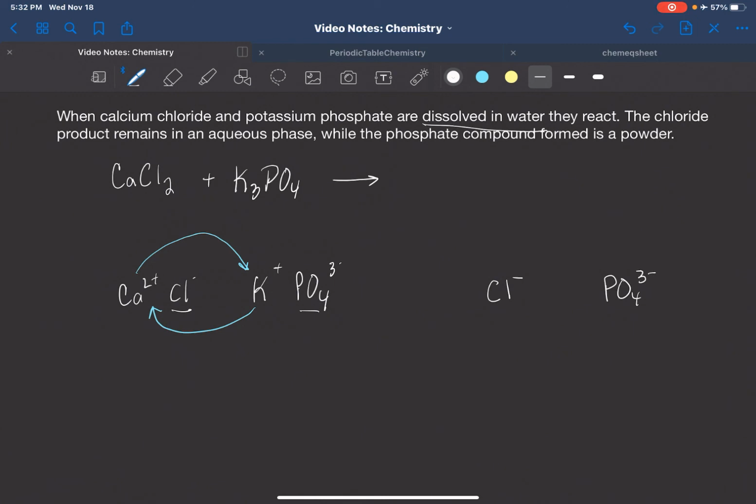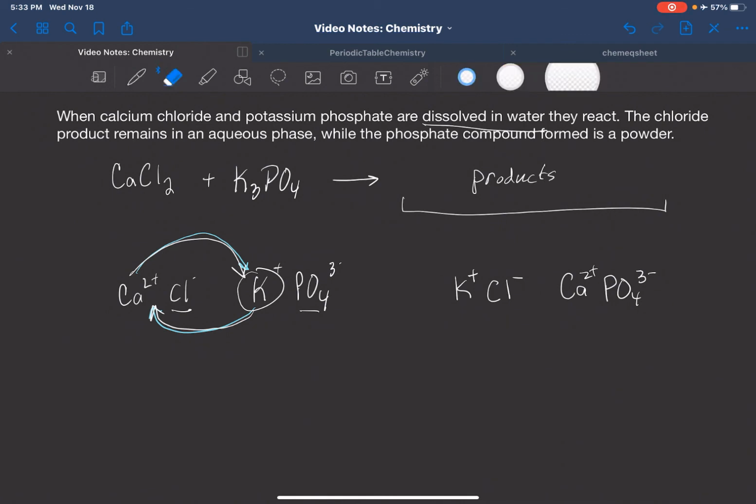Now we see that the potassium is now over here with the chloride, so I'll do this. And we know that the calcium is now over here with the phosphate, so I'm going to come over here and do this. Remember, everything we're doing right here is simply scratch work. Everything that goes on this side, these are products. Sometimes there's one product, sometimes there are 4 products. It just depends on the reaction itself.